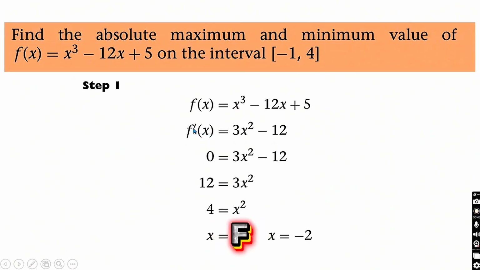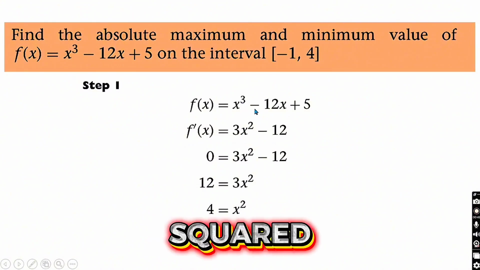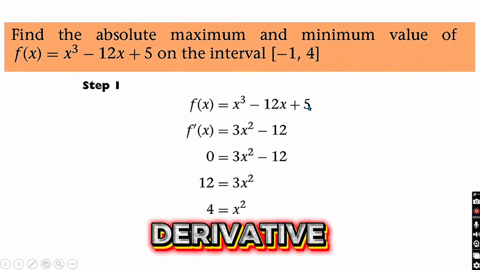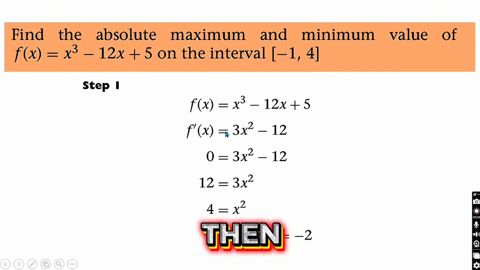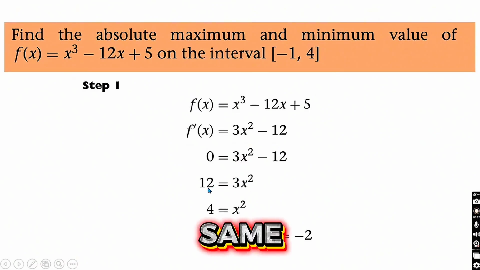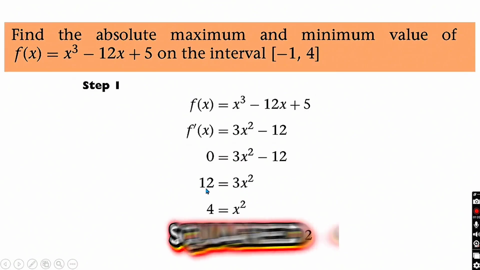So f prime of x is equal to the derivative of x cubed, which is 3x squared, minus the derivative of 12x, which is 12, and then the derivative of 5 is 0. And then we will equate the first derivative to 0 for us to find the critical values. So 0 is equal to 3x squared minus 12. So that is the same as 12 is equal to 3x squared.